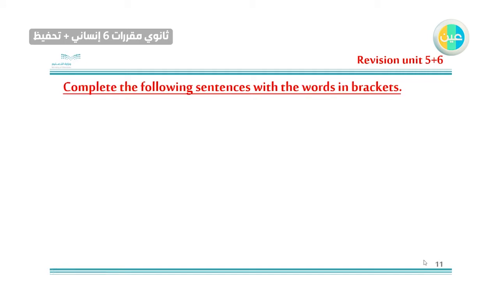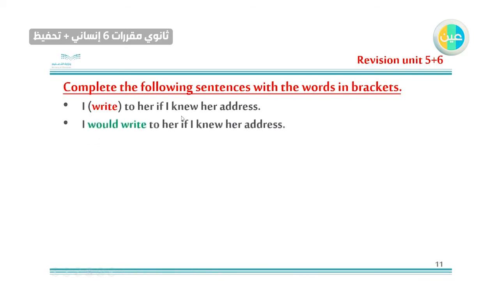Okay, let's do some exercises about conditional sentences. Complete the following sentences with the words in brackets. I write to her if I knew her address. So look at the sentence. Okay, the first part is the result clause. Then we have the if clause. And in the if clause, we have the verb in the past, knew, know, knew. So the result clause should be with what? Excellent, would. I would write to her if I knew her address.